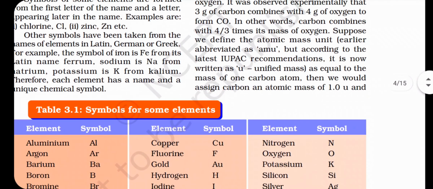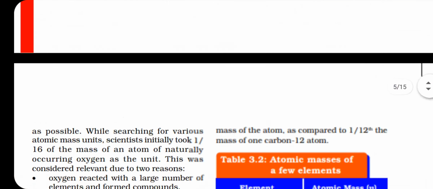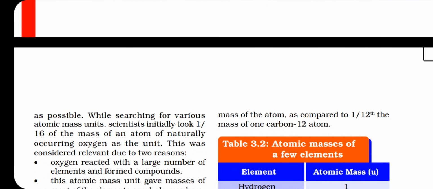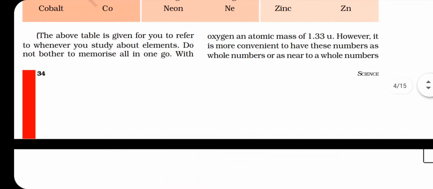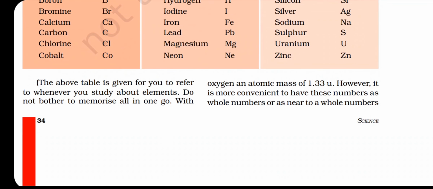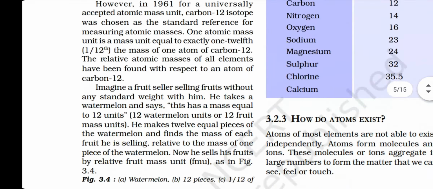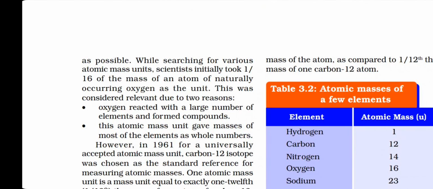If they take those values, then using the unified mass, earlier called atomic mass unit, but later termed unified mass according to the IUPAC recommendation, we would assign the atomic mass of carbon as 1.0 u and that of oxygen as 1.33 u. However, it is more convenient if it is in a whole number. So they searched for something which will give the atomic mass of elements in whole numbers.